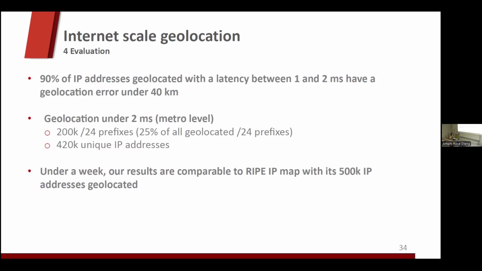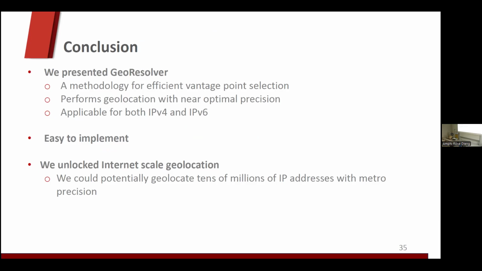So again, to put that in perspective, it's comparable to the current largest publicly available geolocation database, which is RIPE IPMap. And although it's too soon to tell if this 25% will be our final result after geolocating all the IP addresses, one thing is sure, with our methodology, we can considerably extend the size of currently existing publicly available geolocation databases. So yeah, I presented you GeoResolver, a cheap and easy to implement methodology for efficient vantage point selection that would allow us to perform internet scale geolocation on RIPE Atlas.